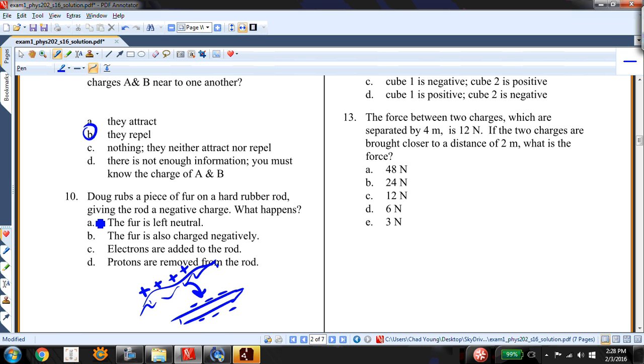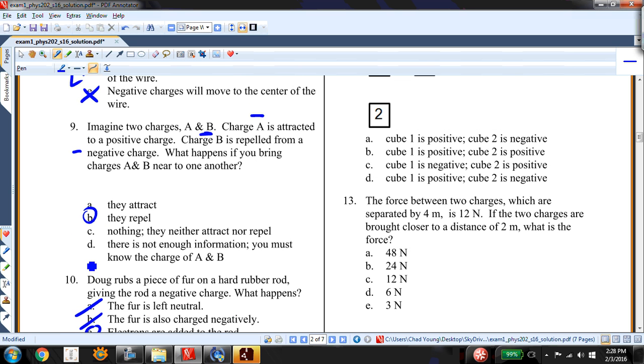So let's see. This is not true. This is not true. Electrons are added to the rod. That is true. D is not true. Protons are not removed from the rod. So 10 is C.